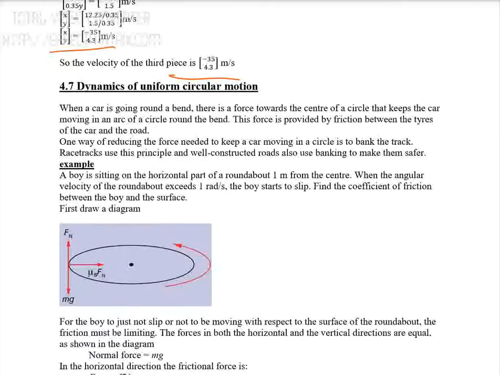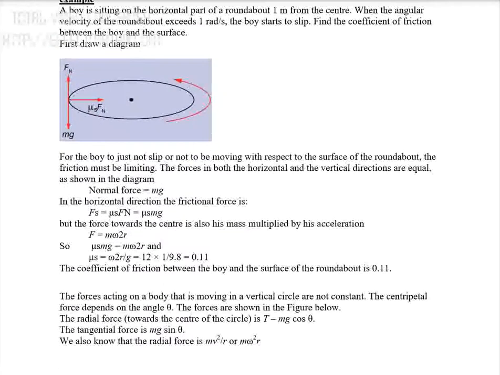Okay, dynamics of circular motion. When a car goes around a bend, there is a force toward the center of the circle that keeps the car moving in an arc of a circle around the bend. This force is provided by the friction between the tires of the car and the road. Therefore, one way of reducing the force needed to keep the car moving in a circle is banking, as in the track race, using the principle in constructing roads, also banking them to make them safer. Therefore, this is for the normal force.